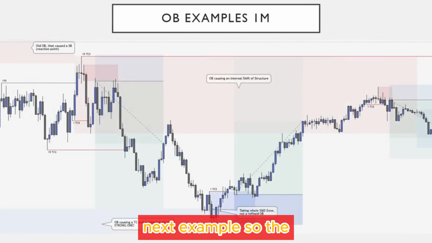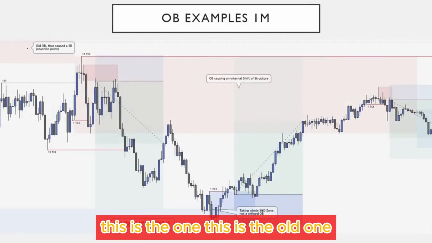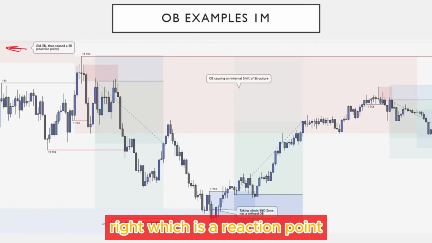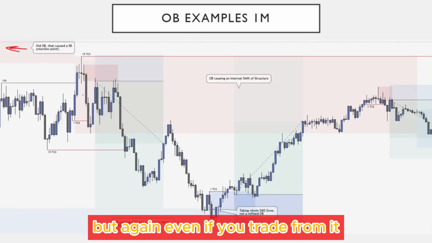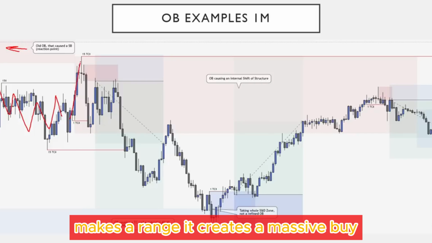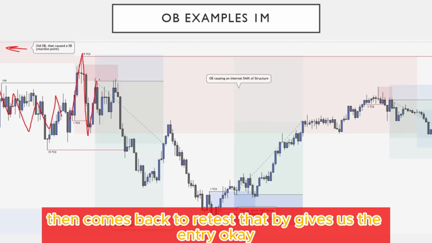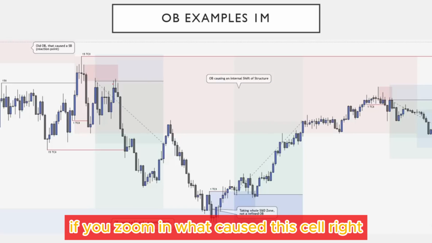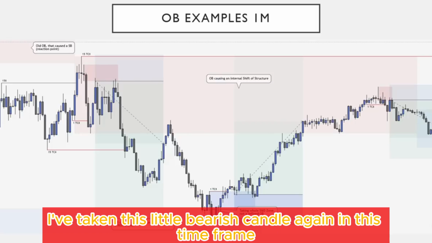Okay. Next example. So this is the old one, right? Which is a reaction point. But again, even if you trade from it, what does the market do? Makes a range. It creates a massive buy. It creates a sell, then comes back to retest. That buy gives us the entry. Okay. If you zoom in, what caused this sell? Right. Well, you see here I've taken this little bearish candle.